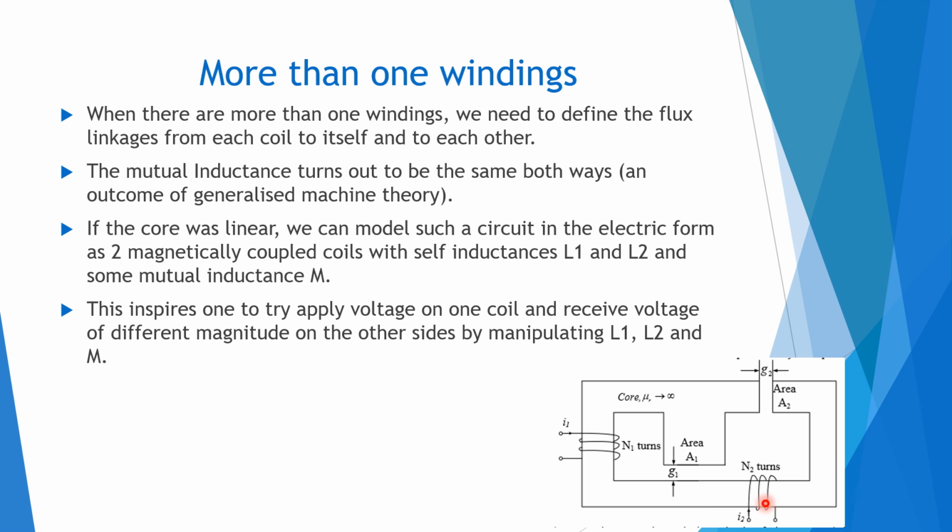which inspires one to try to apply a voltage on one coil and receive a voltage of different magnitude on the other side. And here is where we come to the fact that now we can see that maybe we can step up or step down the voltage in an AC circuit, and hence the result would be a transformer.